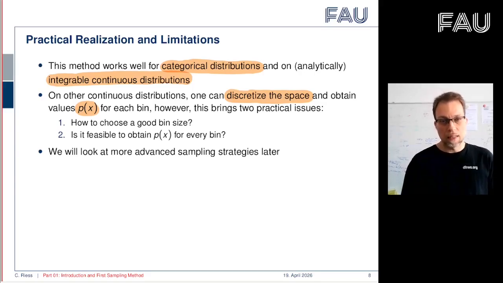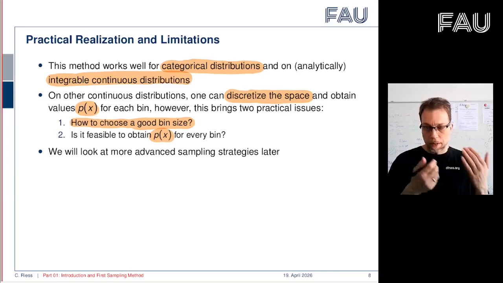So these are the two problems, and more specifically for the discretization, what is a good bin size for discretization? It's not really clear. The second question, I mentioned it already, is it really feasible to get this P of x for every bin?